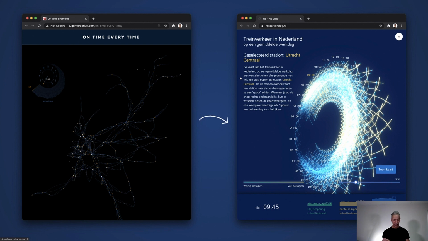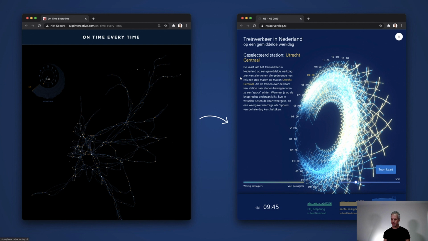Now, this exact project led to a client project for the Dutch railways because they could see that their data could be visualized in another way. So on the right, you see the project I did for the Dutch railways. And for me personally, I like not doing the same thing twice, so I came up with another concept.